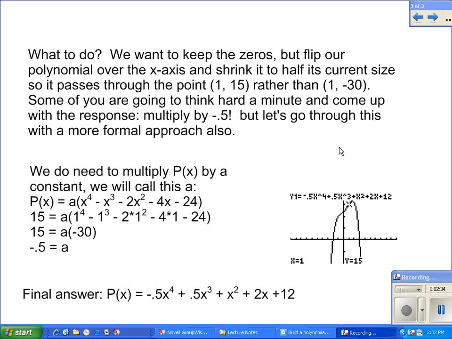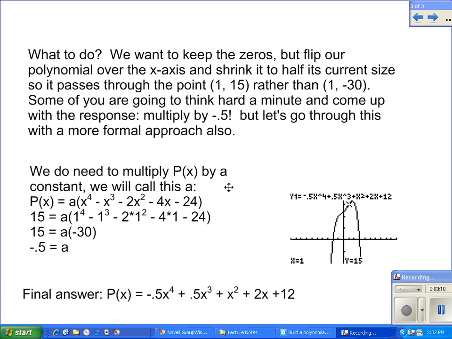Okay, so what to do? We want to keep the zeros we have, but we're going to have to flip our polynomial over the x-axis so that it goes through a positive value of y rather than a negative value of y at x equals 1. And we need to shrink it to half its current size so it goes through the point (1, 15) rather than (1, -30). So if you can think hard about it and realize, hey, multiply by -0.5, great, but let's also go through a more formal approach in case that's not obvious to you. If it is obvious, great. If not, don't worry about it. We've got a nice algebraic approach to figuring out what we need to multiply our polynomial by.